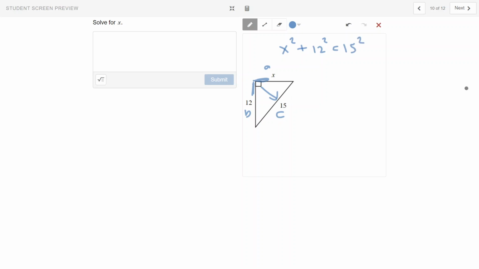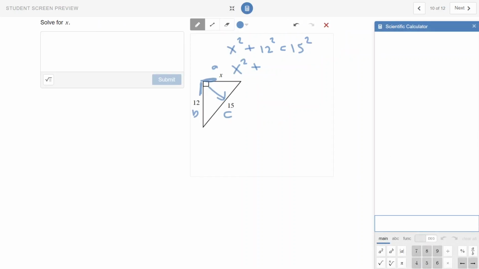Just like last time, we're going to simplify. 12 times 12 is what 12 squared means. We have x squared plus whatever 12 times 12 is. I know that that's 144, right? But I'm making a video, so I'm paranoid about getting answers wrong on video. So we're going to do it on here to be sure. 12 times 12 is 144. And that is equal to 15 times 15. That's what square means, right? Times itself. So 15 times 15 is 225.